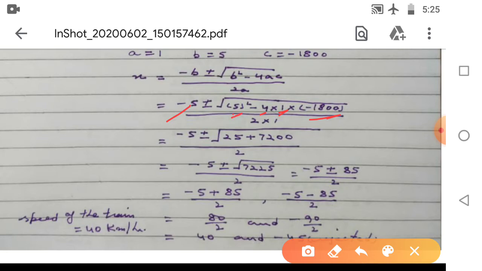So, b square is 5 square is 25 plus 4 into 1800, and minus into minus is plus. So, 7200. So, it becomes 7225, and the square root of 7225 is 85. So, minus 5 plus minus 85 upon 2, right. So, minus 5 plus 85 upon 2, and here minus 5 minus 85 upon 2.